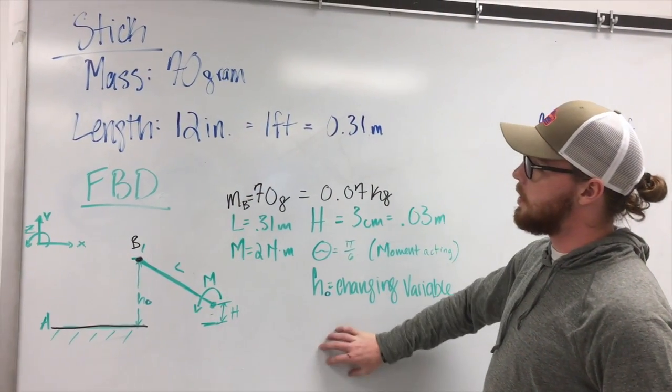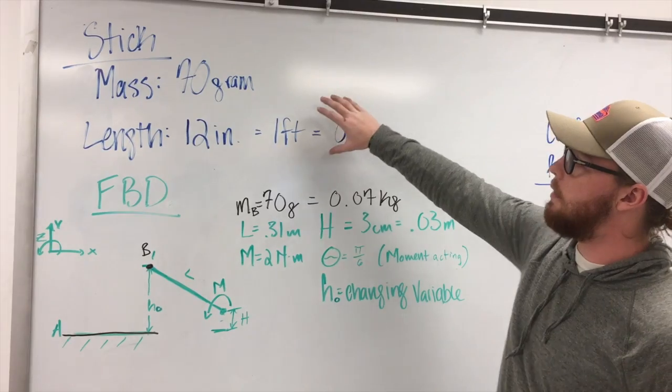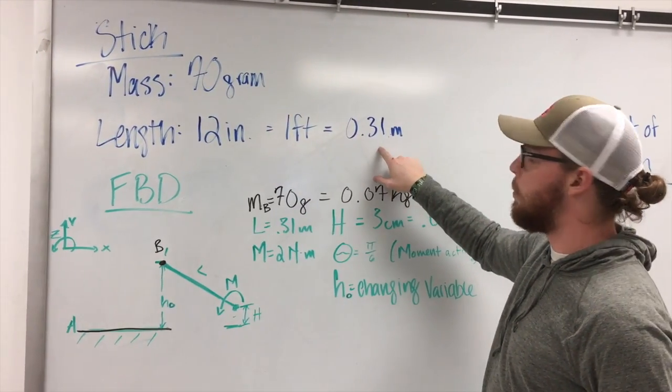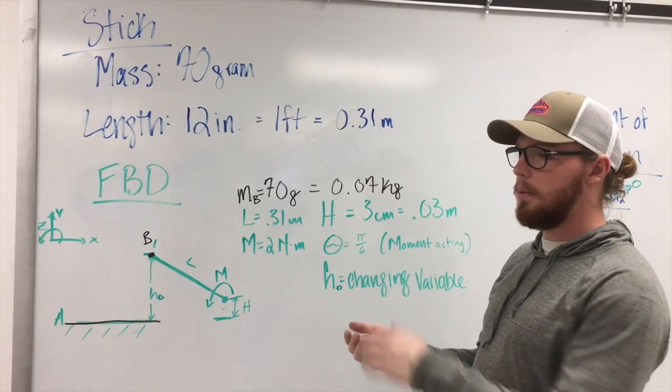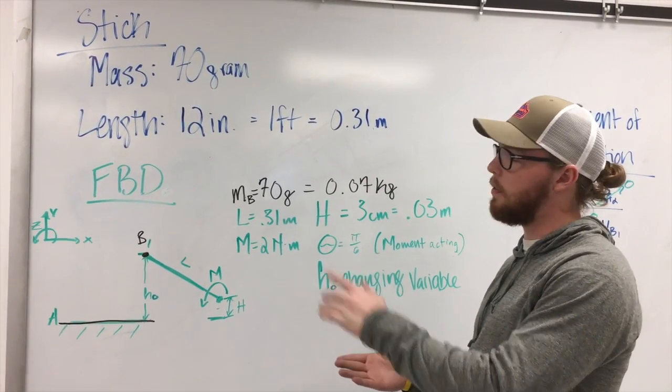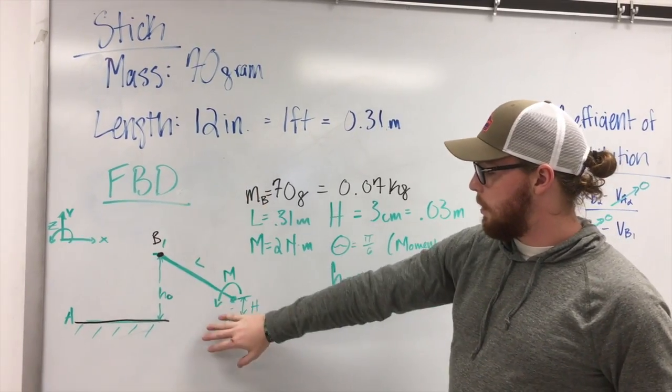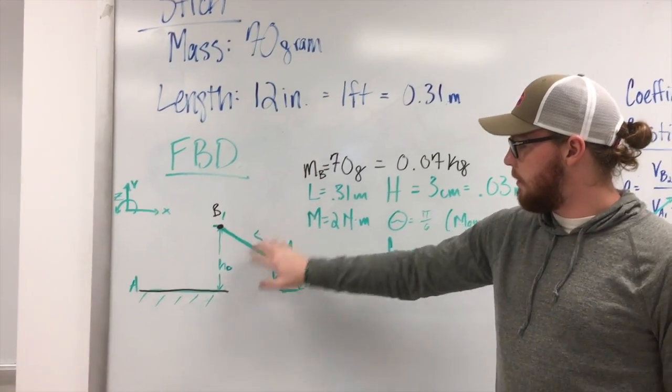Alright, so this is the initial setup of our problem. First we have the dimensions of our stick. We used 70 grams and 0.31 meters. That's from the base of his hand where he's holding the stick, the fulcrum, to the end where it would strike the mat. This is kind of a free body diagram that we set up with all pertaining variables.